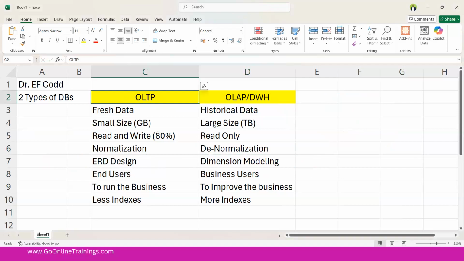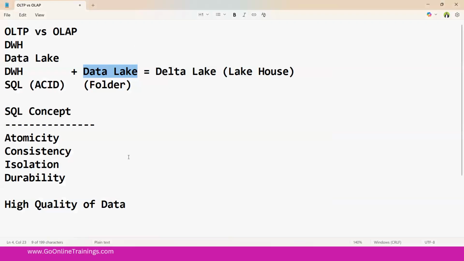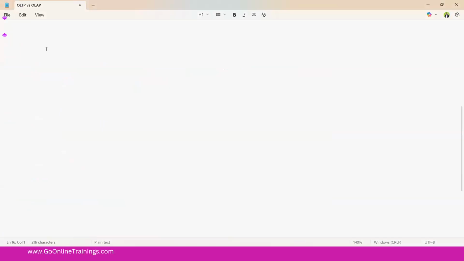OLTP refers to a database only. Even OLAP data warehousing refers to a database only. People may ask you, what is a database and what is a data warehouse? What do you say? People may ask you this kind of interesting questions. So, database versus data warehouse. What is the difference between these two?